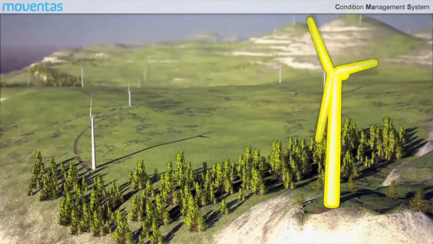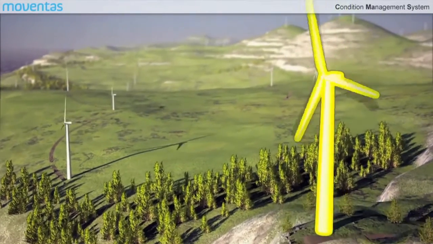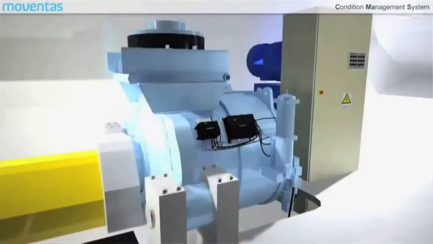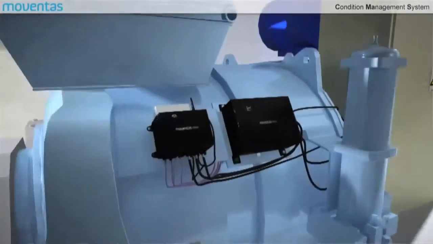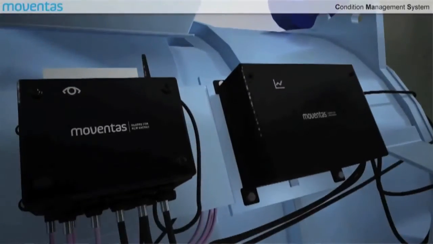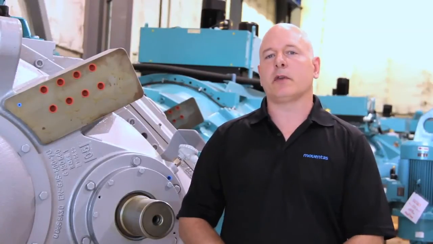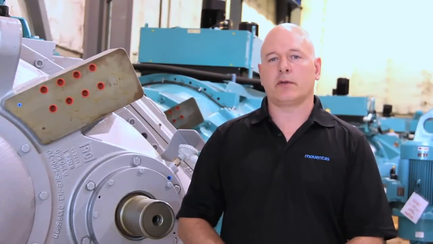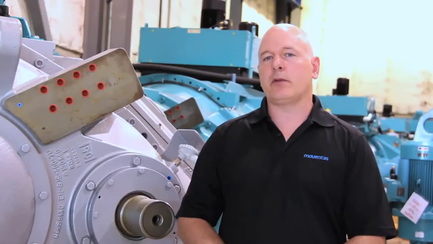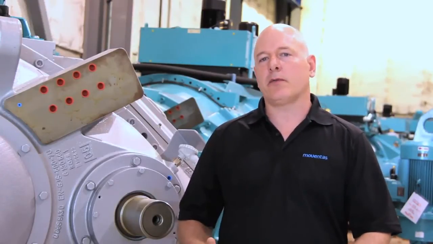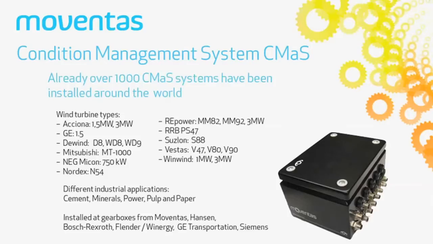Moventas CMaS system not only connects to the gearbox, it is also connected to the generator and the main bearing, so we're able to monitor the whole drivetrain in the wind turbine, not just the gearbox. The Moventas CMaS system is a condition management system versus a condition monitoring system. We call it a condition management system because we're not just looking for defects in the gearbox, but we're actually trying to make the gearbox last longer, as well as the surrounding equipment, including the generator and the main bearing.